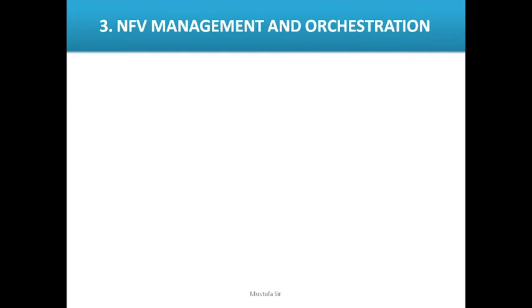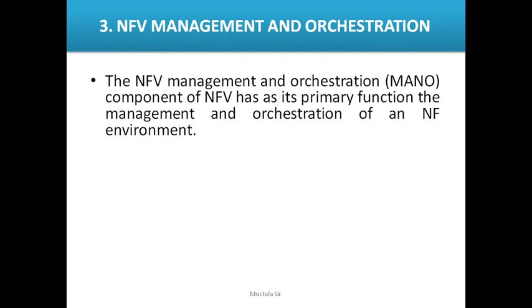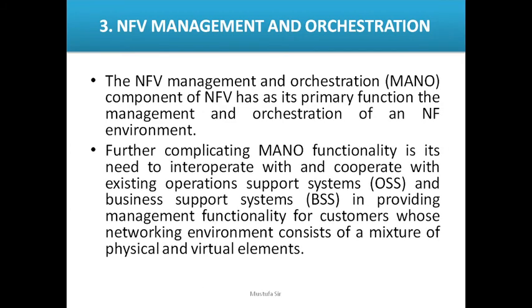The third thing we have to discuss here is NFV management and orchestration, that is MANO. Before I go to the diagram, I want to mention some points. The NFV management and orchestration component of NFV has the primary function of managing and orchestrating the NFV environment. Further complicating matters, its functionality needs to interoperate with the existing operations. There are certain domains called OSS and BSS, the operations support system and business support system. MANO is also responsible for communicating or having an interface with these particular systems.